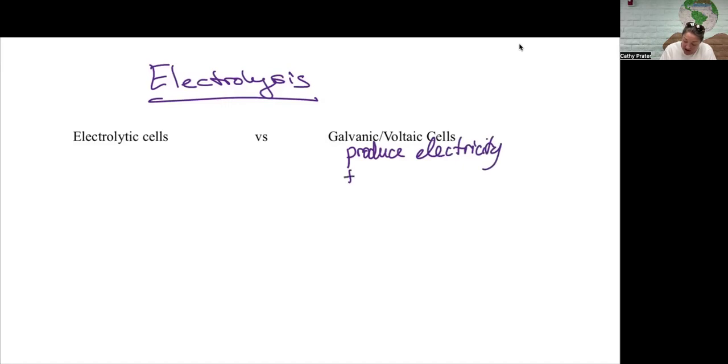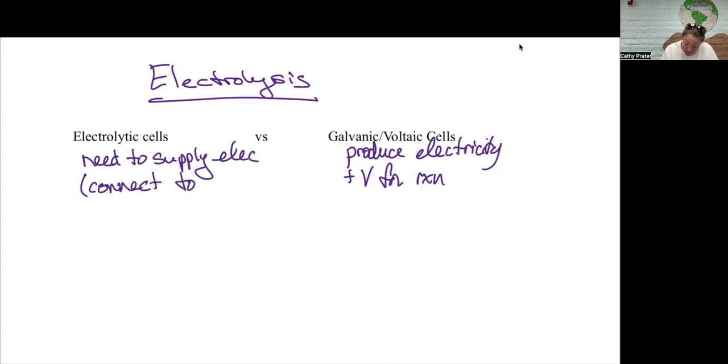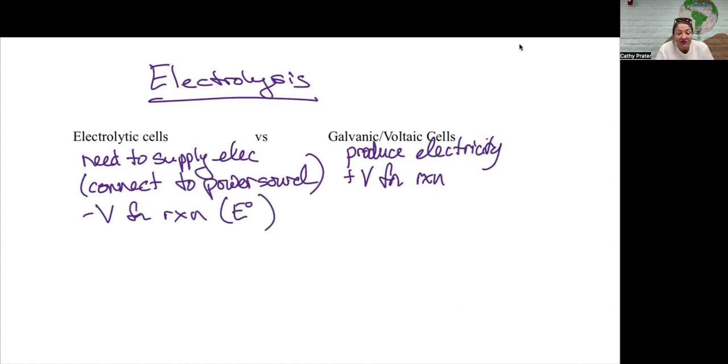They have a positive voltage for the reaction. Whereas an electrolytic cell, we need to supply energy. And we need to supply electricity by connecting it to our power source. The reaction is going to have a negative voltage associated for E naught. And from that tells you how much voltage you would have to supply to make a given reaction occur.